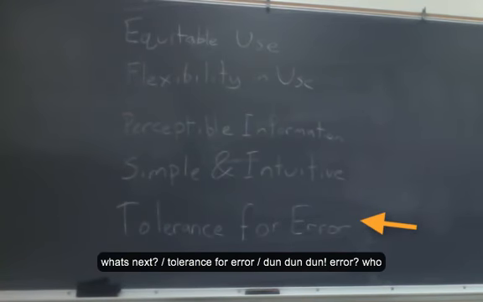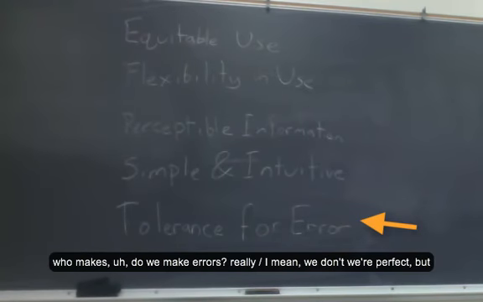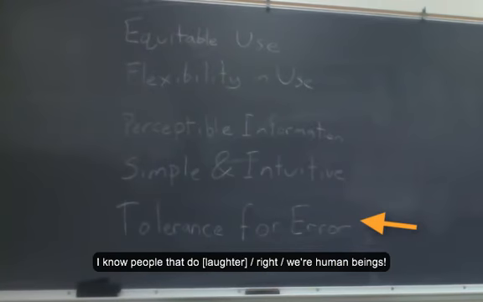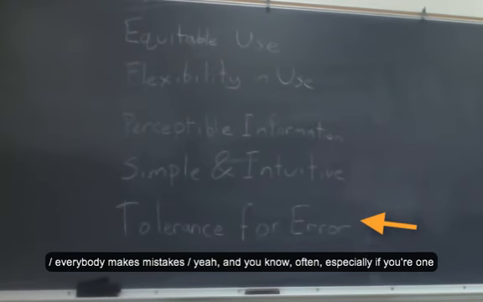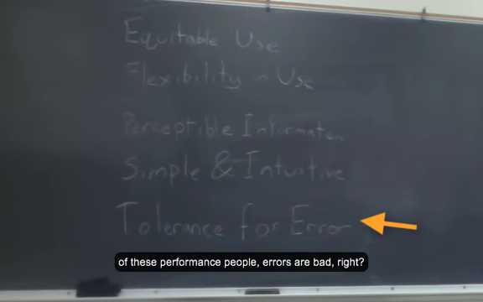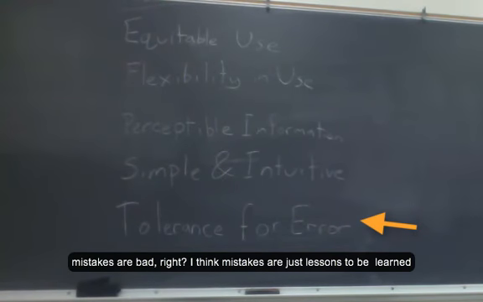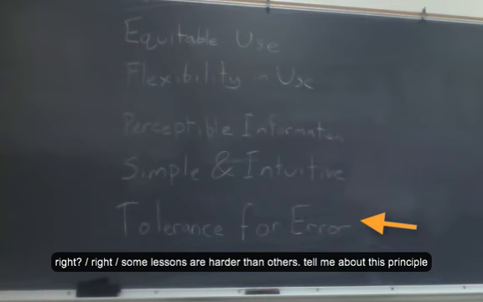Okay, great. What's next? Tolerance for error. Dun dun dun. Error. Who makes it? Do we make errors? No. Really? We're perfect. We don't, but I know people that do. We're human beings, and everybody makes mistakes. Often, especially if you're one of these performance people, errors are bad, right? Mistakes are bad. I think mistakes are just lessons to be learned, right? Some lessons are harder than others.